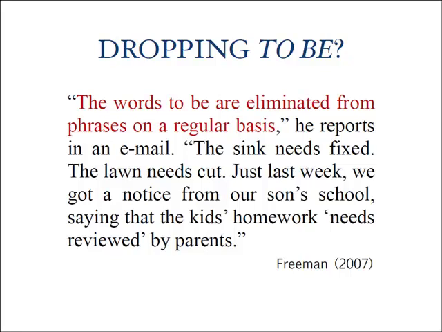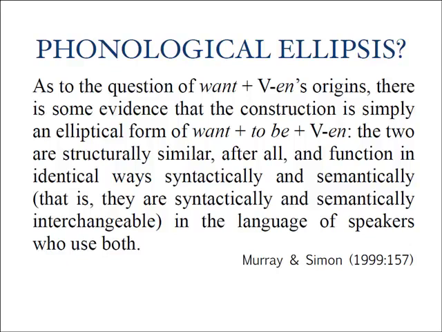And there's this perception, this idea that the "to be" is there, but it's just being dropped, right? So people are just not saying it kind of haphazardly, right? So this is the perception from people who don't use the AEP. And this is actually something that comes up in the literature on this as well. Murray and Simon talk about this, and they say, well, what are the origins of this? And they say, well, we think it's just an elliptical form. So again, it's just people not saying the "to be" bit, just dropping it.